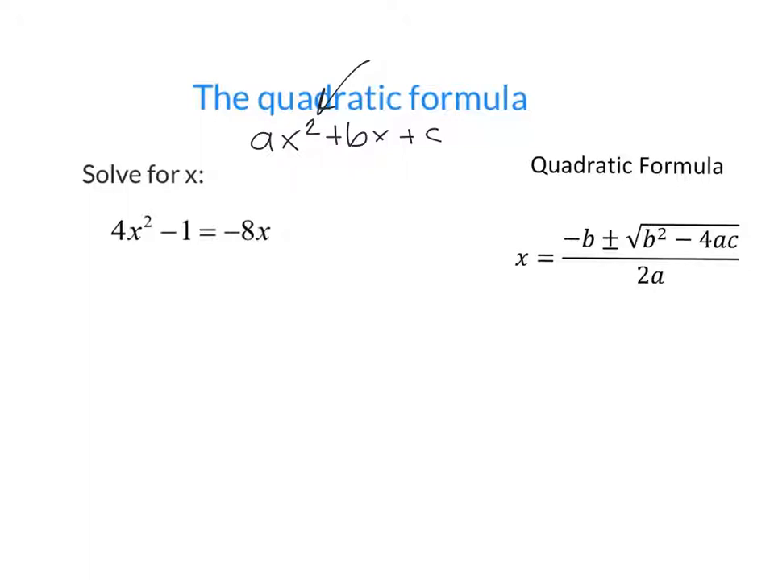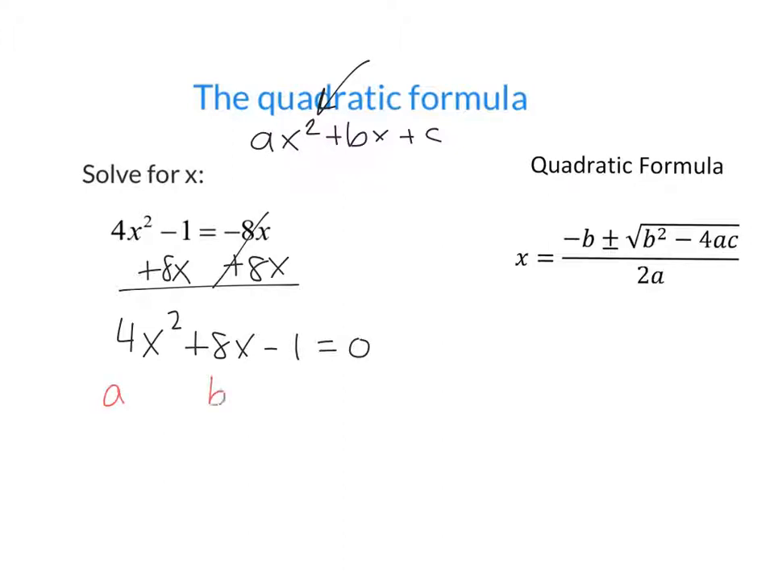So the first thing you want to do is make sure that x squared is equal to 0 and positive. So what I did here was I added the 8x so that I had it equal to 0. And I'm going to state my a, b, and c terms. My a is 4, my b is 8, and my c is -1.